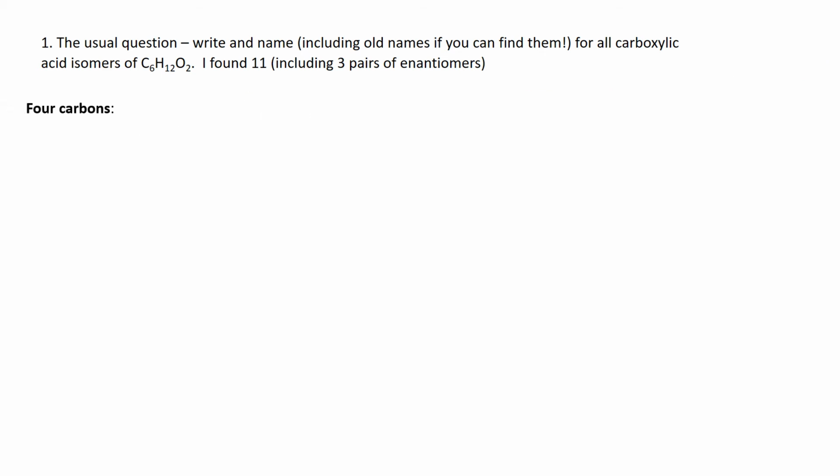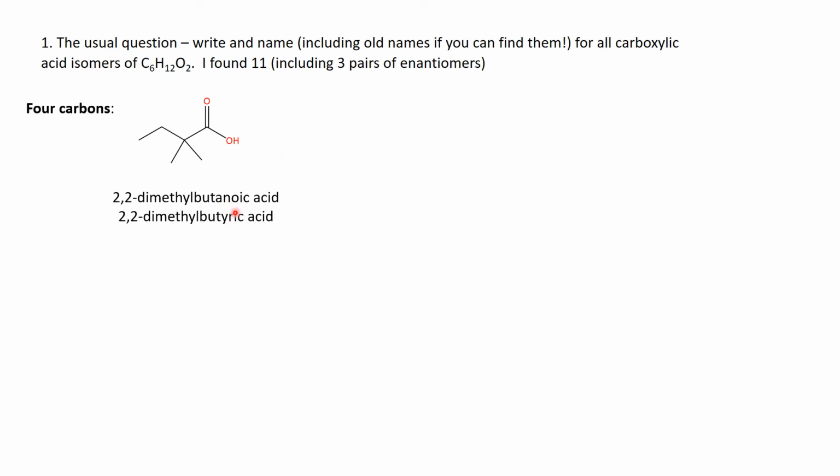4 carbon possibility. So this is going to be based upon butanoic acid. So 1, 2, 3, the fourth one is still going to be there. When we take out 4 carbons, there's 2 left. So we could have those as 2 methyl groups. So we could put both methyl groups on carbon 2 to give us 2,2-dimethyl butanoic acid.